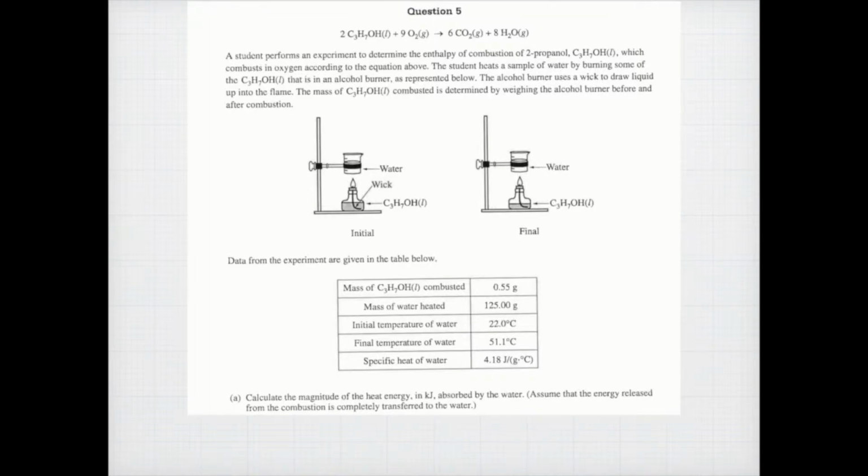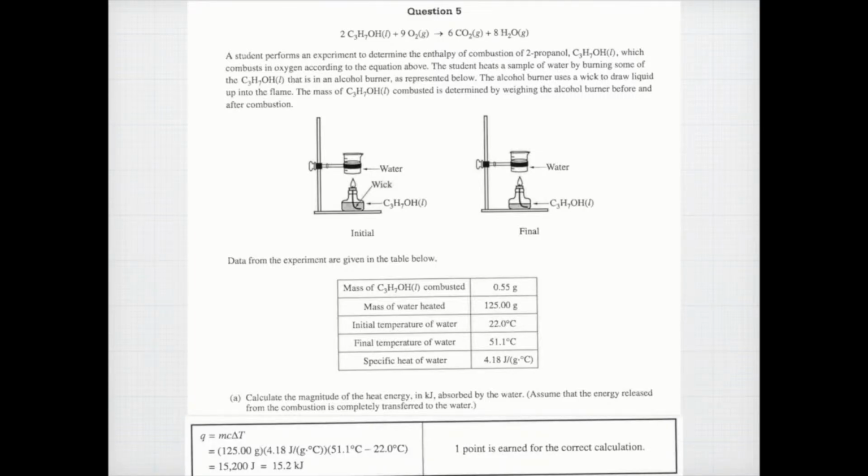Okay, so it gives you that data there, and it says calculate the magnitude of heat in kilojoules absorbed by the water. So you're going to be using your Q equals MC delta T. We know the mass of the water, we know the specific heat of water, and we know its change in temperature, right? It would be final minus initial. So that's a pretty easy calculation. Make sure that you convert it into kilojoules though, so you get 1 point for that.